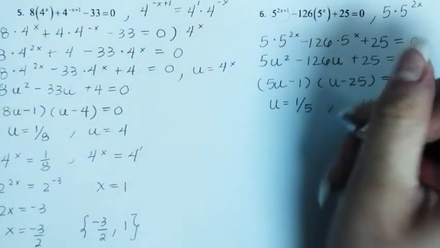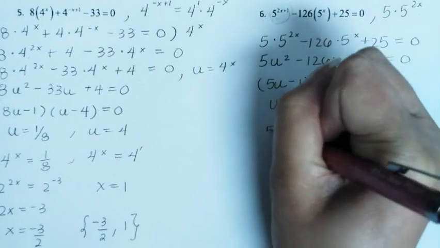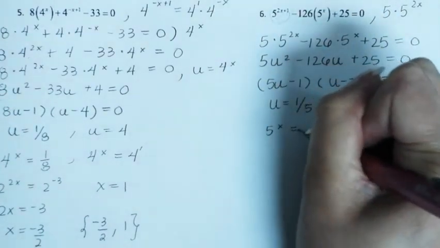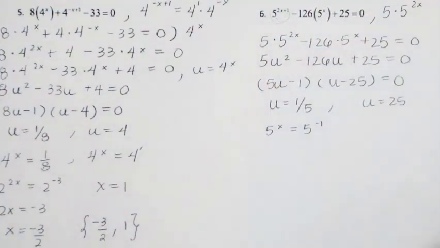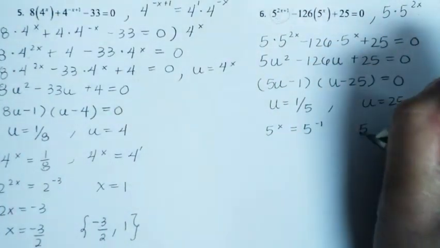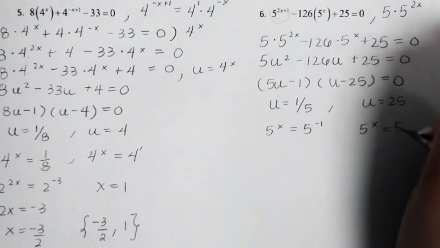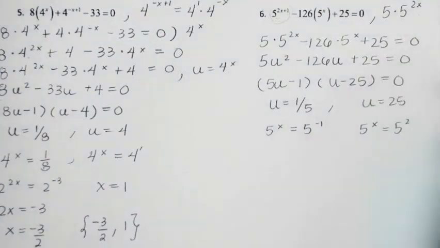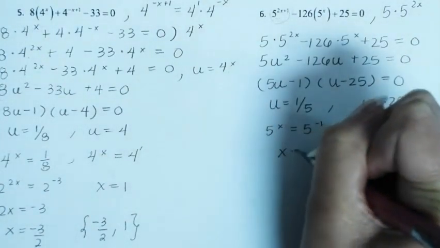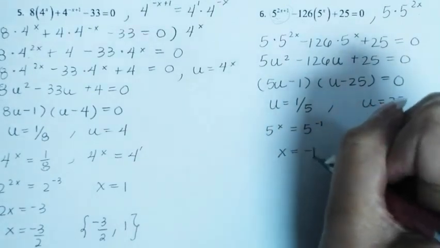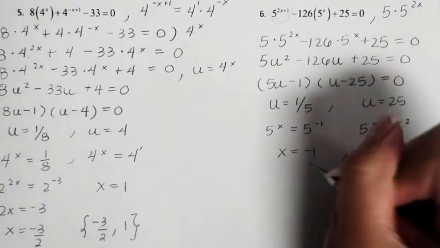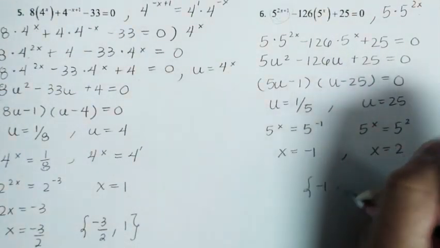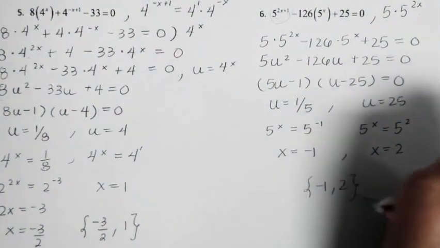Your u was 5 to the power of x, so you have 5 to the power of x is equal to 1 over 5, and you know that's 5 to the power of negative 1. This one, 5 to the power of x is equal to 25, and this is 5 squared. So it's simple to see that x is going to be equal to negative 1 and x is going to be equal to 2. So your two solutions are negative 1 and 2. And that's it.